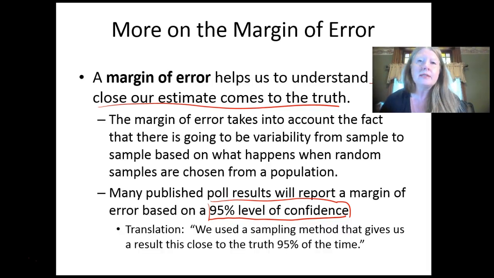And just to translate this idea of margin of error, we used a sampling method. So margin of error relates to what's happening during our sampling method. We're using a sampling method that gives us a result this close to the truth 95% of the time. So whatever your margin of error is, that's how close you are to the truth. And we're going to go through a couple of examples in a moment where we can practice this idea.